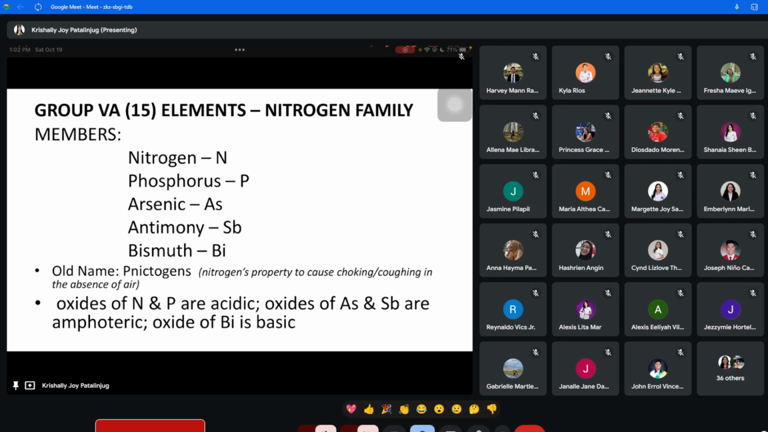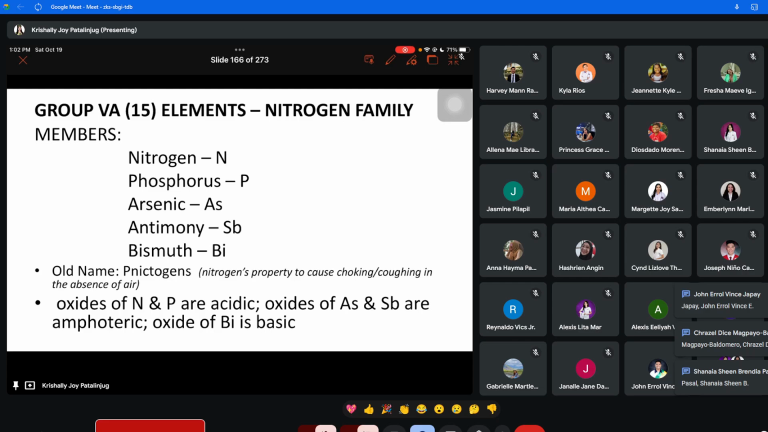We'll begin reviewing on group 5A elements, also known as group 15 elements, the nitrogen family. So under this are the following: nitrogen, phosphorus, arsenic, antimony, and bismuth. Can we familiarize the order of the elements under this group?